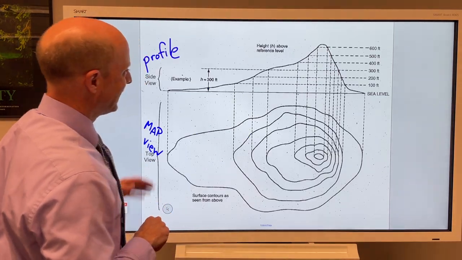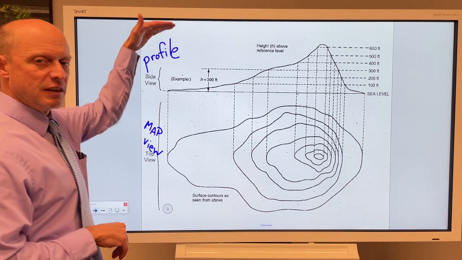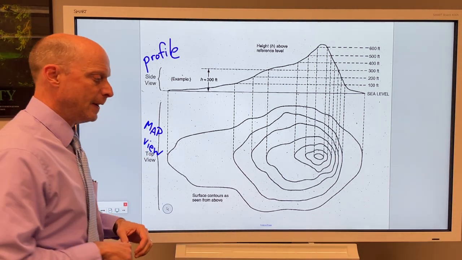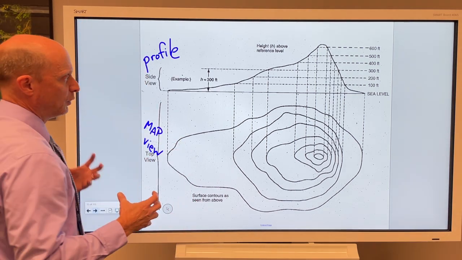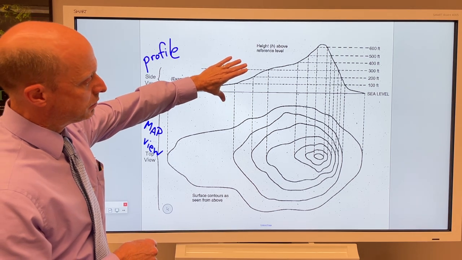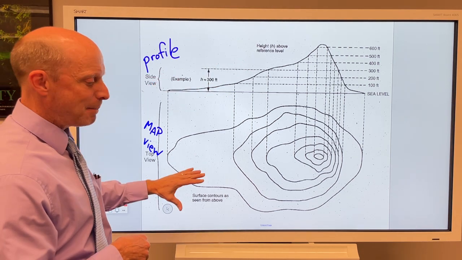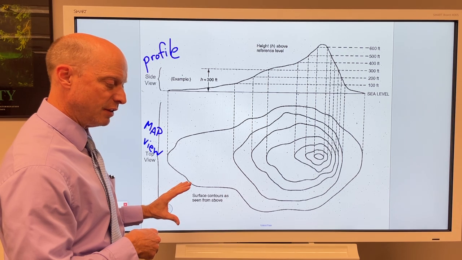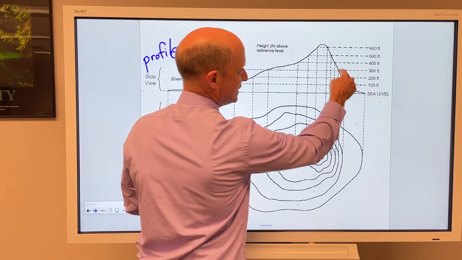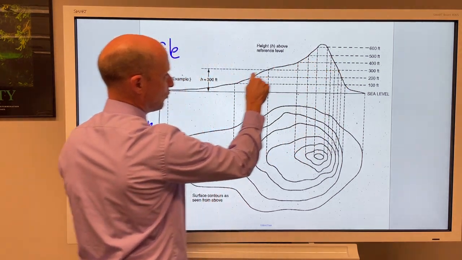So for instance, please pause it and copy these two words down. We're doing two things here. We're looking at a profile view of a mountain, and then the map view. So this is showing the isoline view. I really like this to help. Notice how steep the slope is here, and it's much more gradual here.